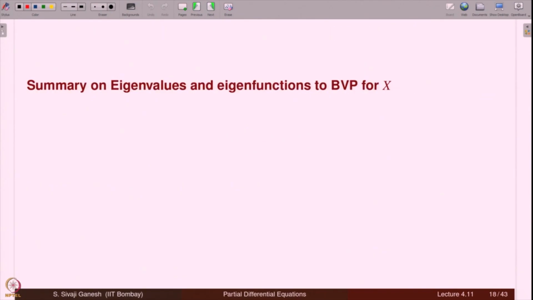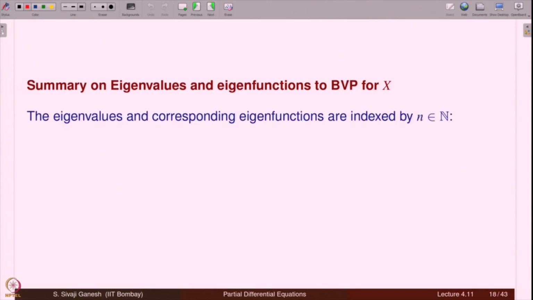So, let us see what we have got so far about the boundary value problem for x. The eigenvalues and corresponding eigenfunctions are indexed by natural numbers. They are actually countable, and any countable set can be indexed by natural numbers. So, lambda n equal to minus c square n square pi square by l square, and x n of x is sin n pi by l x. So, we have got now some numbers lambda n.